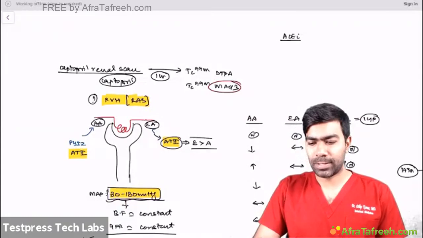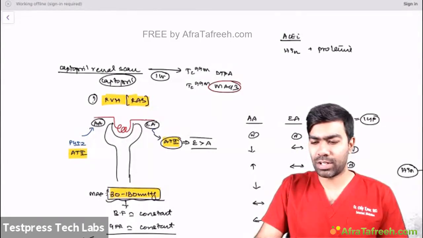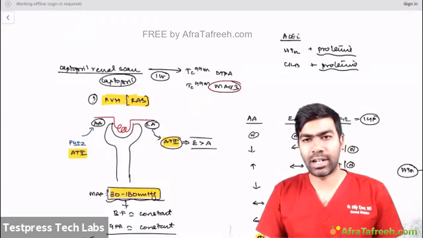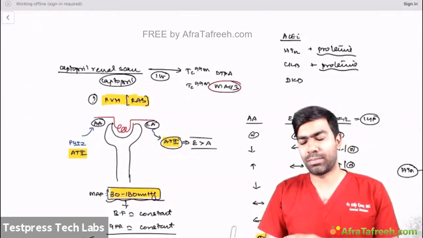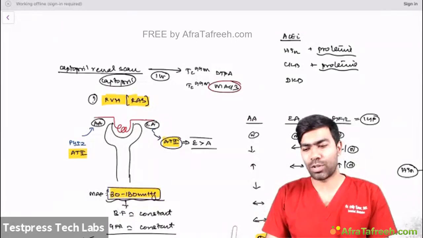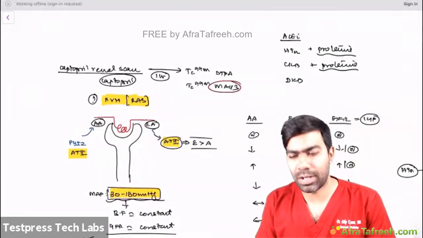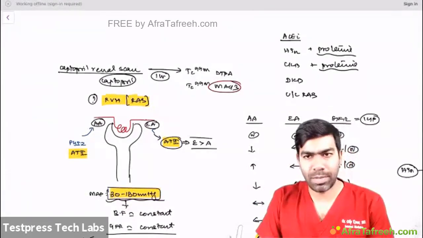ACE inhibitors are beneficial in patients with hypertension, especially if they have proteinuria. They're extremely beneficial in patients with CKD, especially if they have proteinuria, because in this setting they reduce the progression of CKD. In patients with diabetic kidney disease, of course, diabetes is manifested by this hyperfiltration and proteinuria, so you can use ACE inhibitors where they will be extremely beneficial. And even in unilateral RAS, they are going to be extremely beneficial.